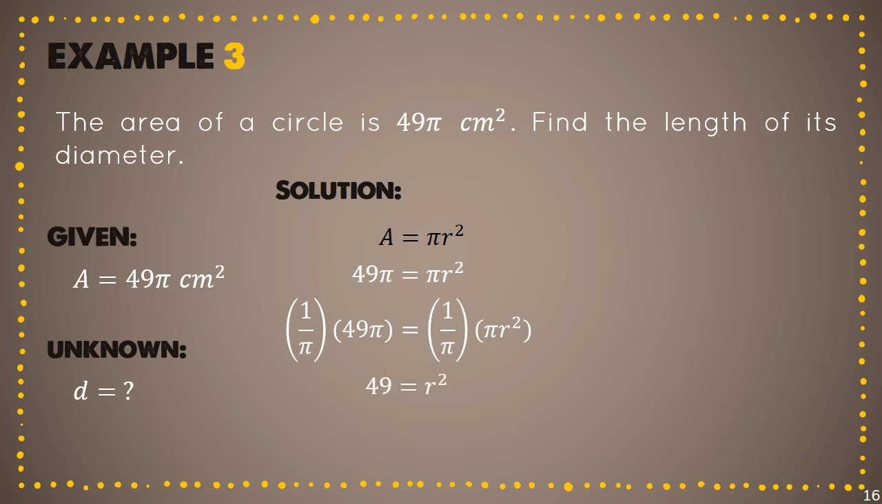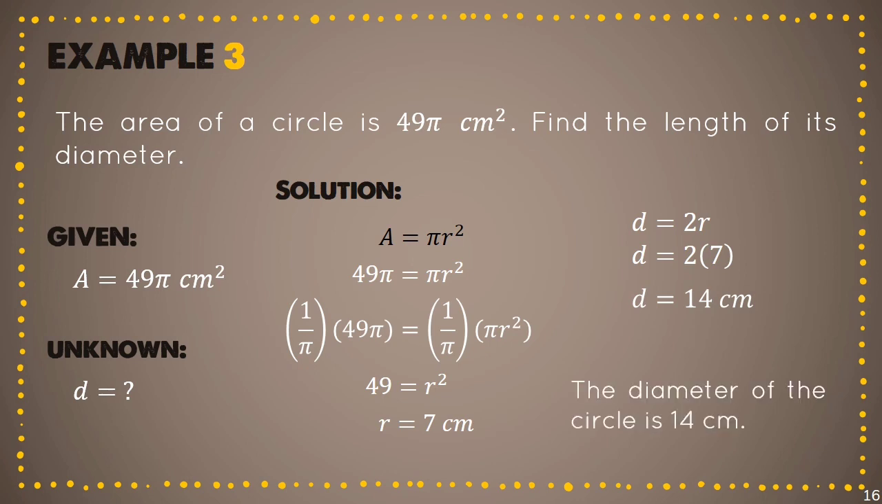Therefore, the radius will now be equal to 7 centimeters. We will be using the idea that the length of the diameter is twice that of the radius. So we have d is equal to twice of 7, which will be equal to 14 centimeters. So therefore, the diameter of the given circle is 14 centimeters.